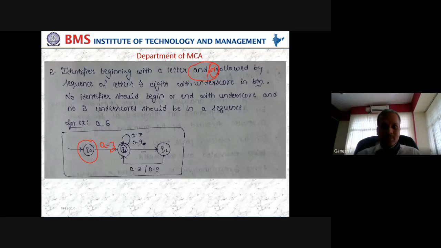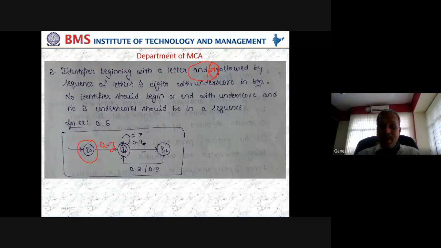So even if it is a one letter, it should be a valid identifier. Okay, second case, and the remaining things will follow. What is in the middle here? It might have another set of characters or another set of digits. Still, we are going to have the same self loop.